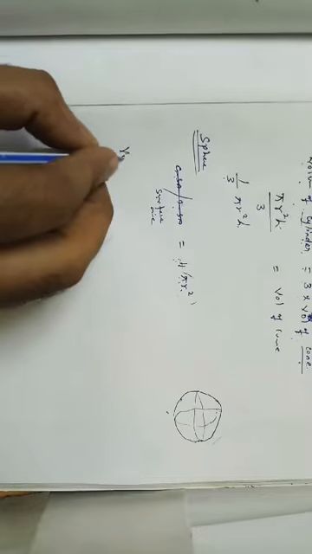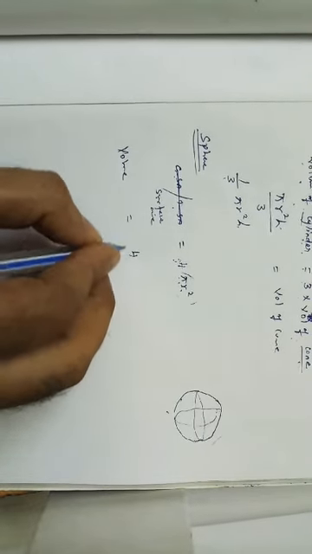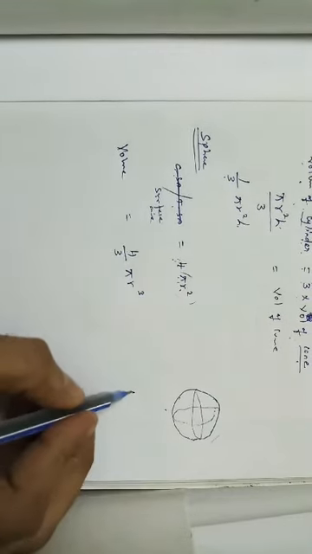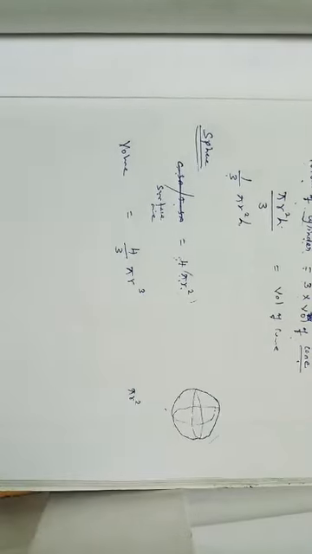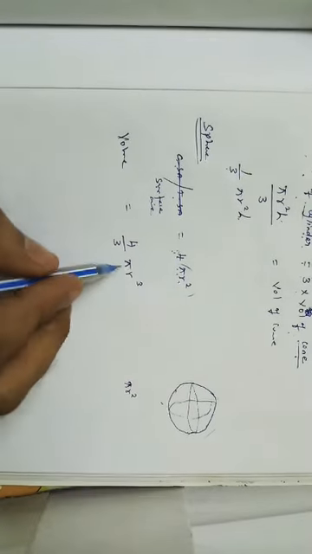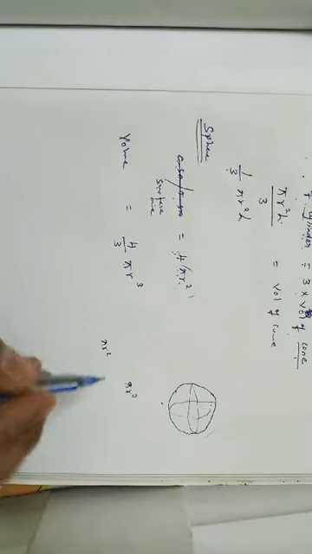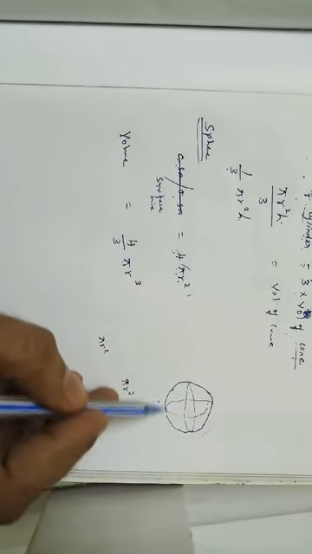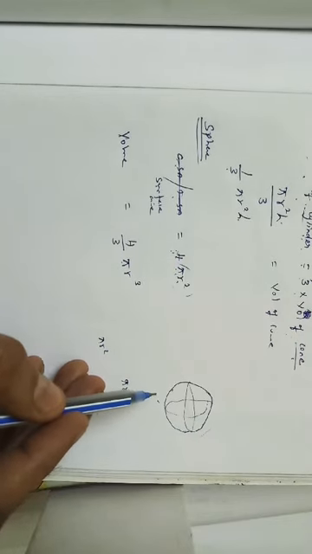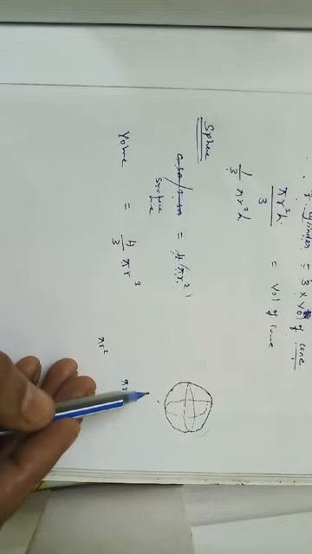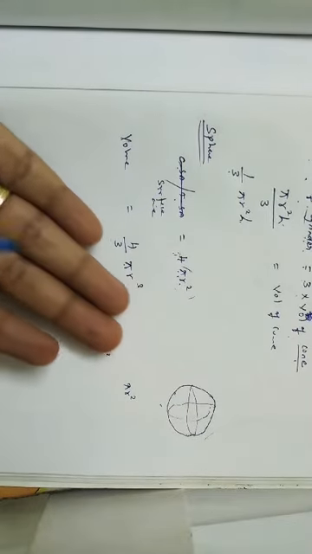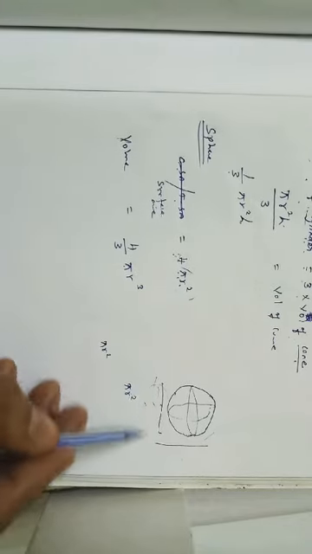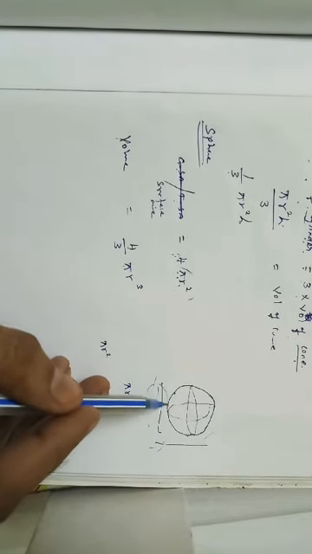And next, volume is nothing but 4 by 3 pi r cube. Already we know that volume is the area of base into height. I told you that already, right? Here the area is pi r square. But for a sphere, we can't calculate the area of a base because there is no base. If we had a base, then volume would be area of base into height.